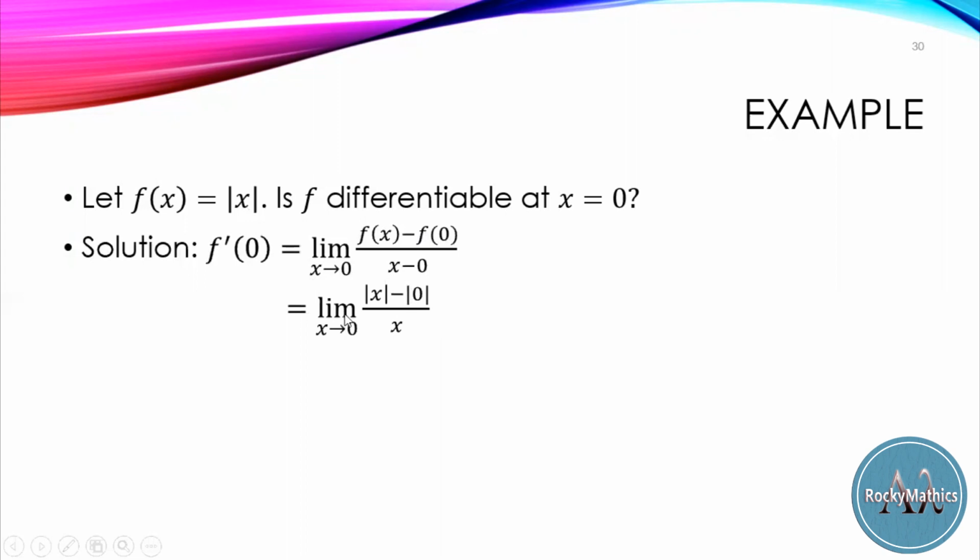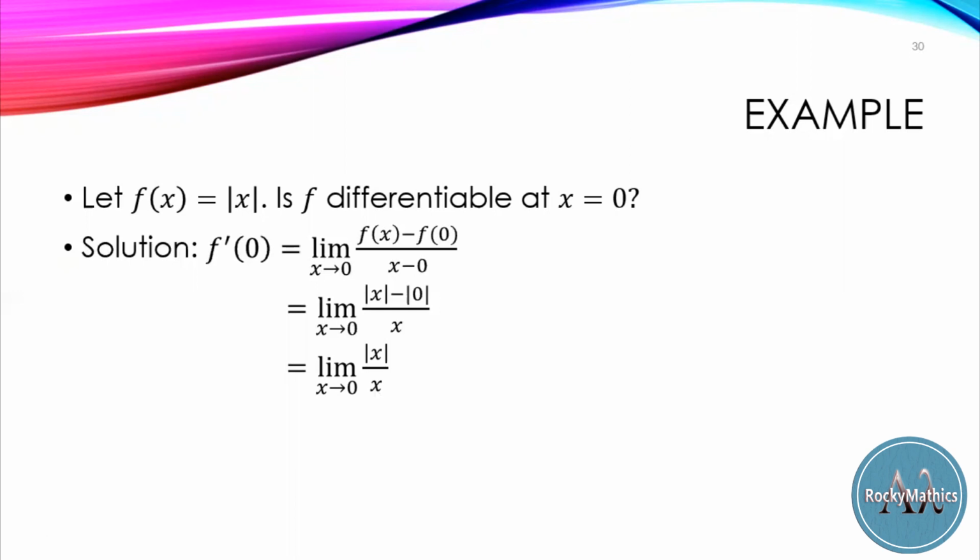So we have limit of absolute value of x minus absolute value of 0 over x as x approaches 0. Obviously, absolute value of x minus absolute value of 0 is absolute value of x over x. So we have limit of absolute value of x over x as x approaches 0. We have to take note.